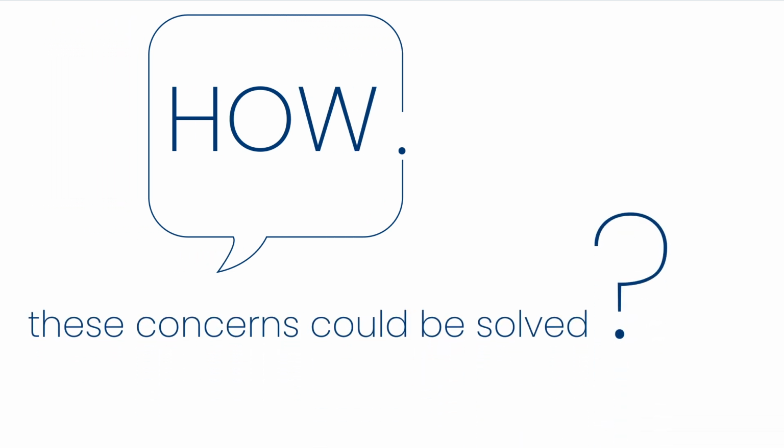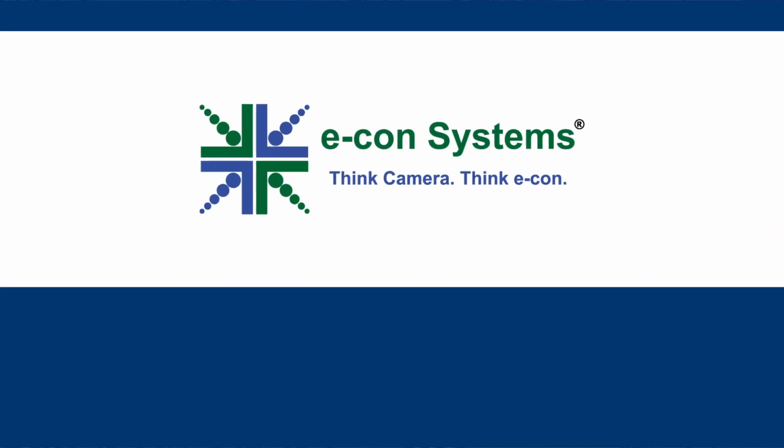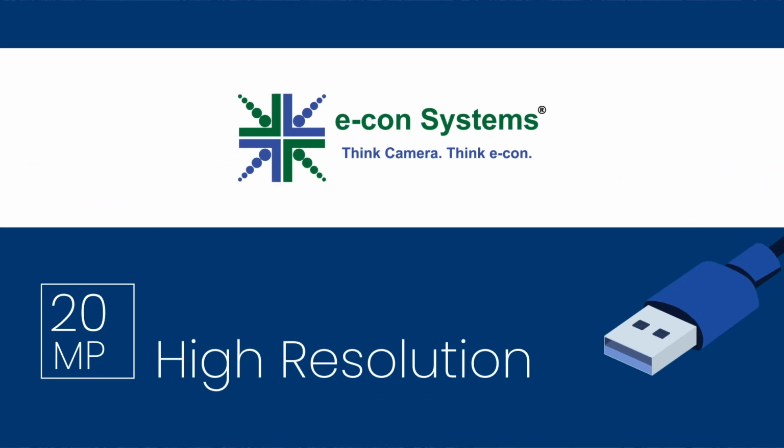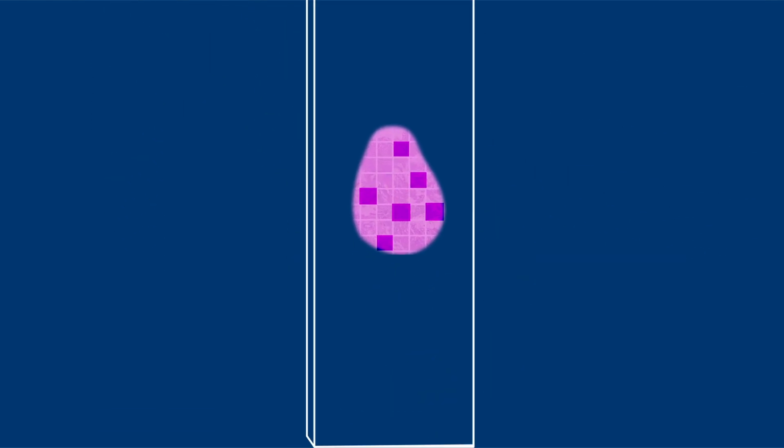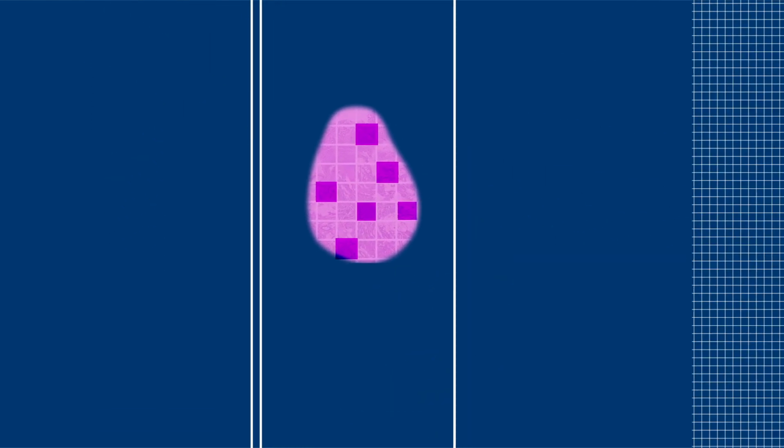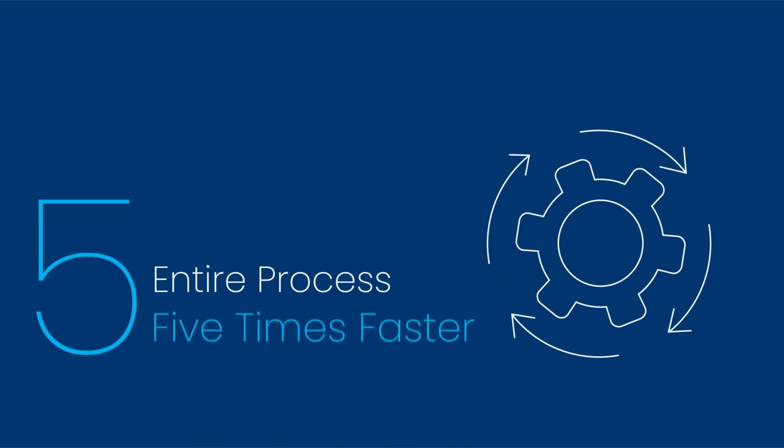Wondering how these concerns could be solved? Presenting Econ Systems 20MP high-resolution USB camera. Our 20MP high-resolution camera captures a wider field of view in a single shot. This means every section of the slide consists more of the specimen's image. Thus, we significantly cut down the number of sections needed to scan the entire specimen. This boosts the entire process to be about 5 times faster.